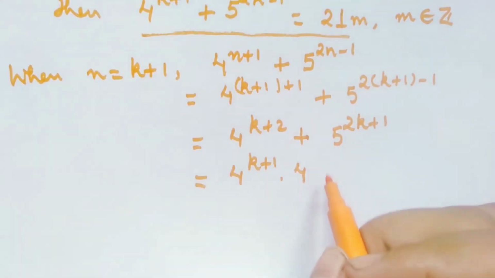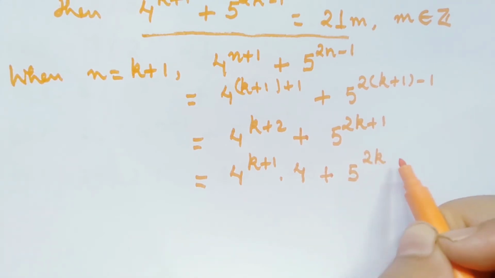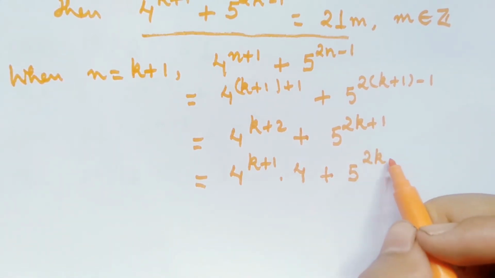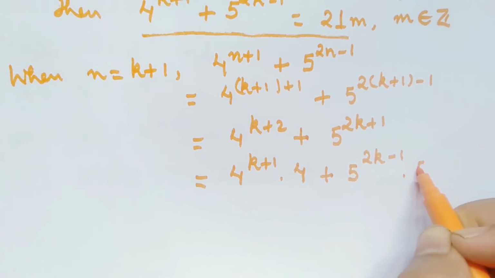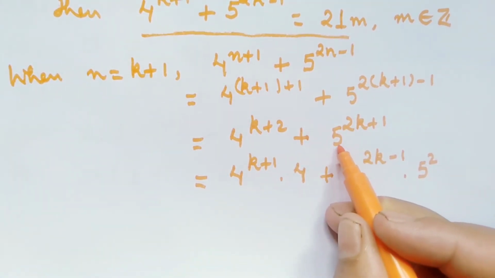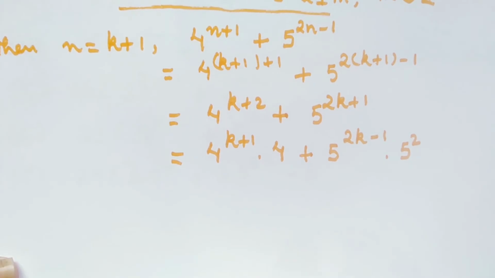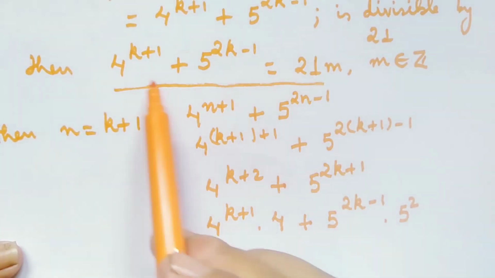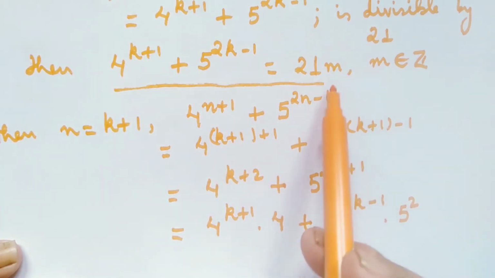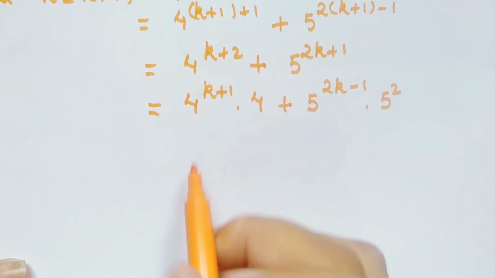Here also 5 to the power 2k plus 1 can be written as 5 to the power 2k minus 1 into 5 squared. It's the same. This one gives back 5 to the power 2k plus 1. But here we have 4, and here 5 squared. So how do we do this in order for us to be able to use this one? We modify this.